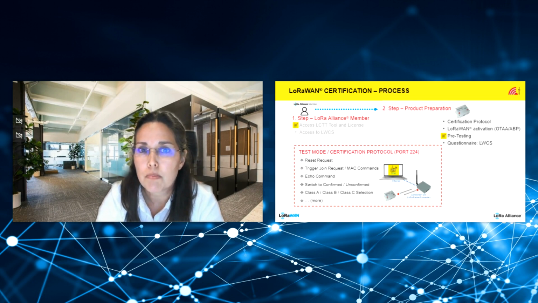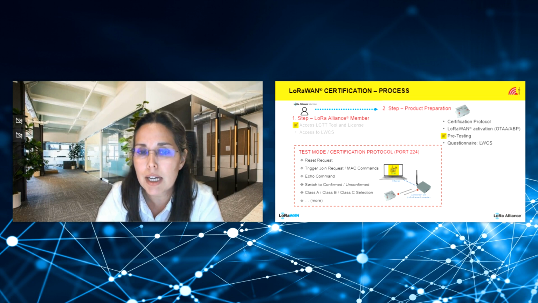Once you would like to prepare your product for the test, the most important thing is that the certification protocol is implemented. This is defined to be used on port 224, and this is important in order to be able to run all the tests automatically. With this, the LCTT will be able to send downlinks on this port, allowing us to trigger join requests or make commands or echo commands in order to verify the correct behavior of the end device.